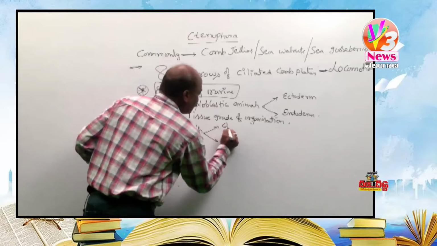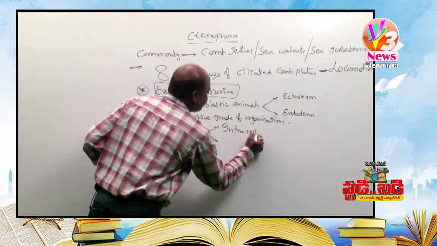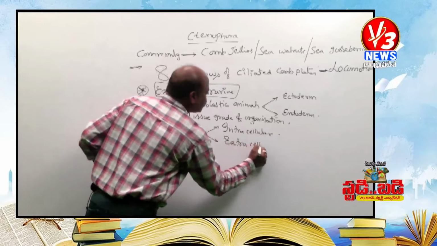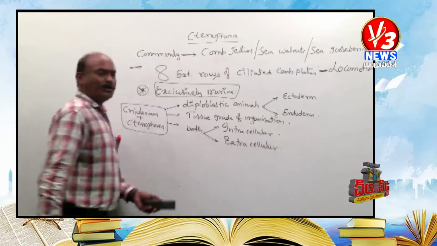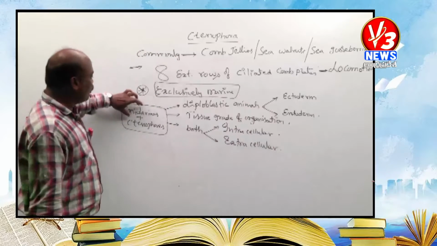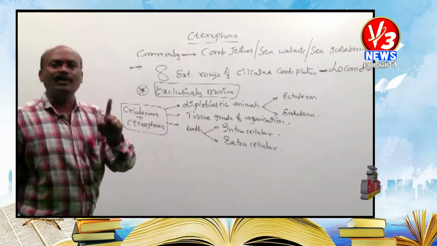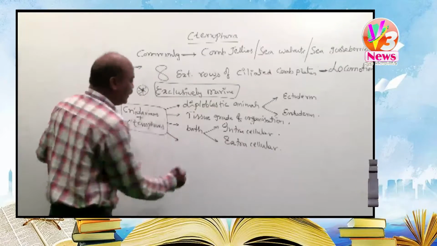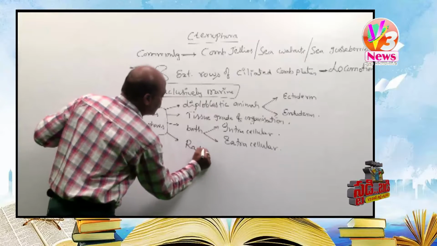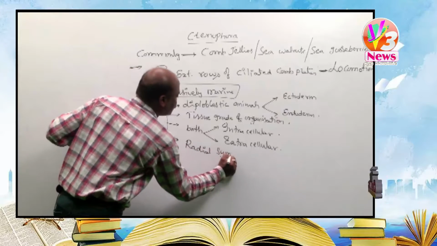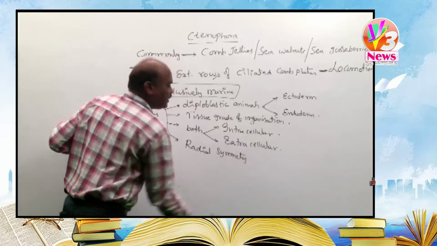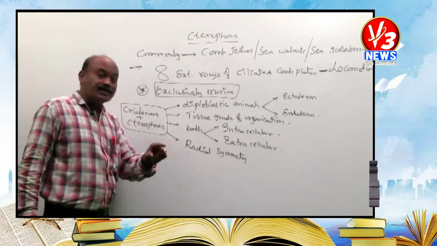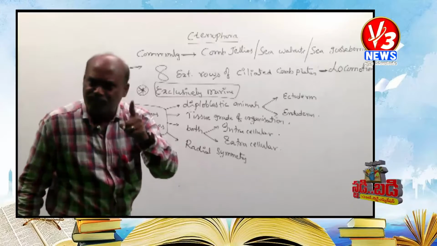Next, one more common character: in both, the digestion is of two ways, intracellular digestion and extracellular digestion. So that is a common character for both cnidarians as well as ctenophores. One more common character is that both exhibit radial symmetry.